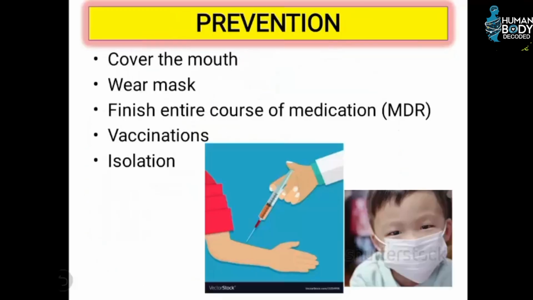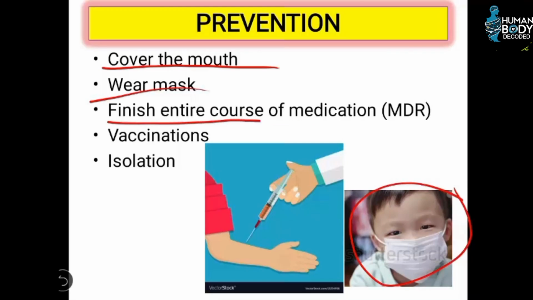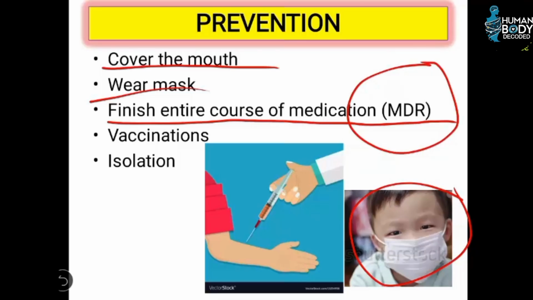Preventing TB. Here are ways to protect yourself from TB. Cover your mouth when coughing or sneezing. Wear a face mask in crowded areas. Complete the full course of TB medication. TB treatment usually lasts 6 months, and it's crucial not to miss doses. Missing doses can lead to MDR-TB, multi-drug resistant TB, where medication stops working. Vaccinate against TB. Isolate TB patients. Similar to how we isolate COVID-19 patients.